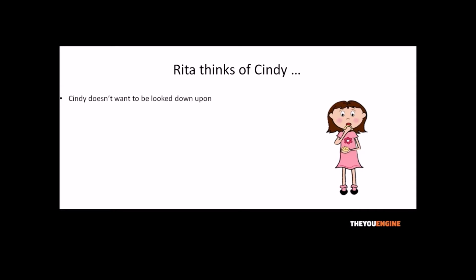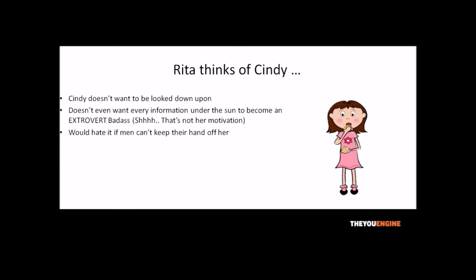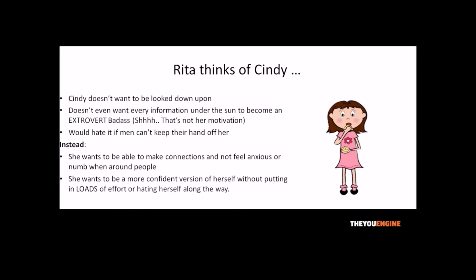Well, now Cindy doesn't want to be looked down upon. She doesn't want every information under the sun to become an extrovert badass. Shh, that's not her motivation. She would hate it if men can't keep their hands off her, right? Instead, she wants to be able to make connections, like, deeper connections, and not feel anxious or numb when around people. She just wants to be a more confident version of herself without putting in loads of effort or hating herself along the way. Well, so that's simple, right? Those are her motivations and those are her fears and inhibitions.